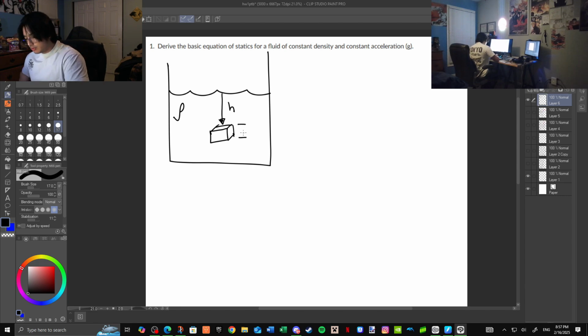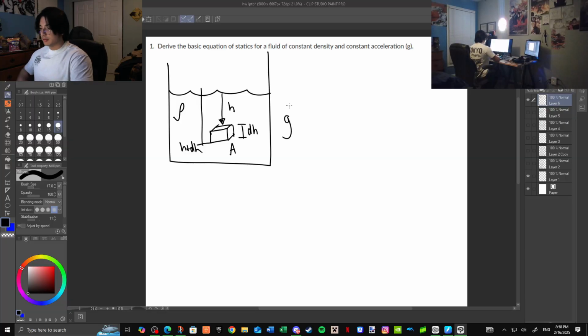The figure itself will have a height of dh, and so the depth from the top of the fluid to the bottom of the figure will be just h plus dh. This entire figure will have a surface area of A, and we also have gravity acting on the figure. In class we had the positive direction pointing upwards, so I'm going to do the same thing, and we'll call this direction z, just like in class.